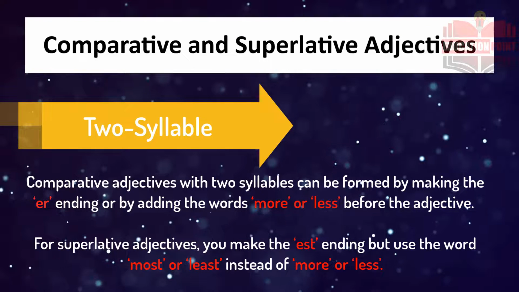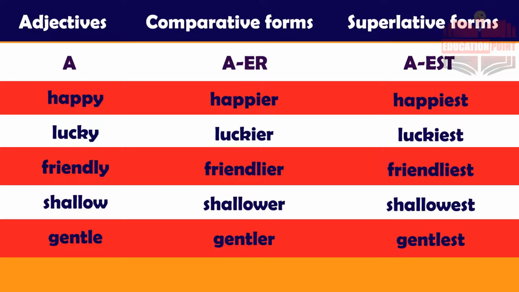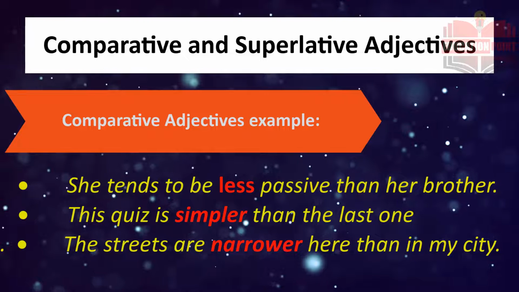We have some adjectives like happy, lucky, friendly, shallow, and gentle. Under comparative forms, you just have to add an ER here, which makes it happy, happier. Under superlative form, it comes as EST, which is happiest. Similarly for lucky, it's luckier, luckiest. Friendly, friendlier, friendliest. Shallow, shallower, shallowest. Gentle, gentler, gentlest. Now let's frame a few sentences under this.